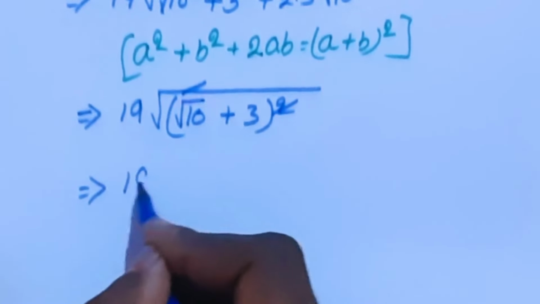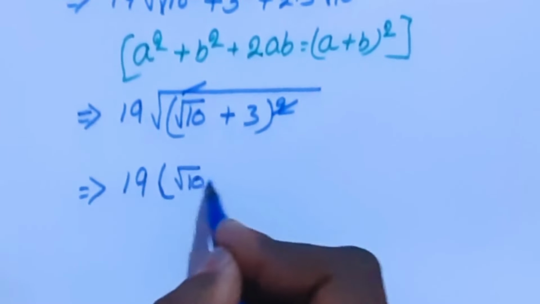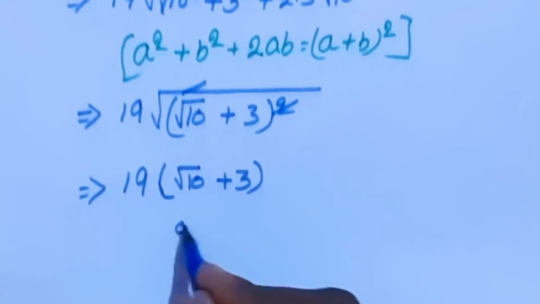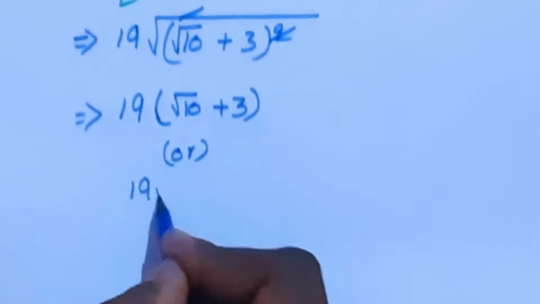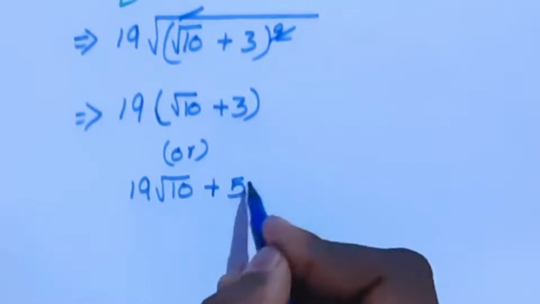Now 19 times square root of 10 plus 3. This is the one answer. Other one is 19 square root of 10 plus 51.